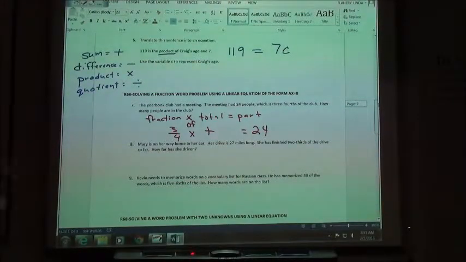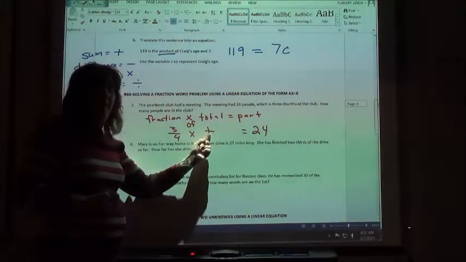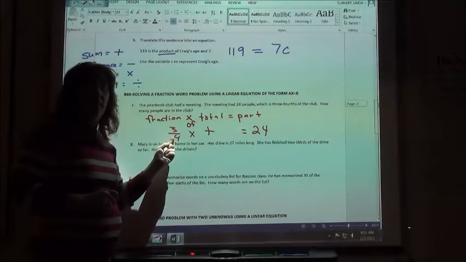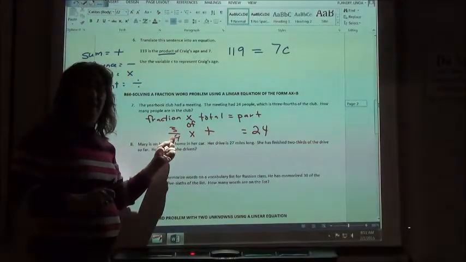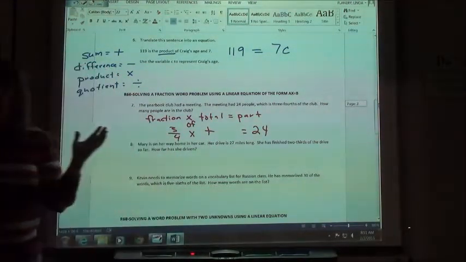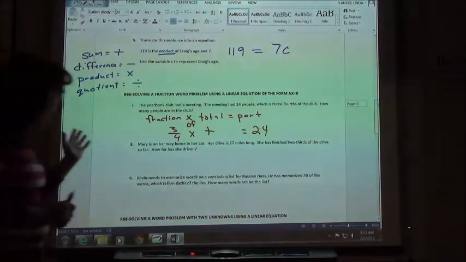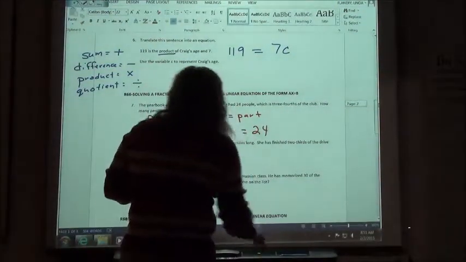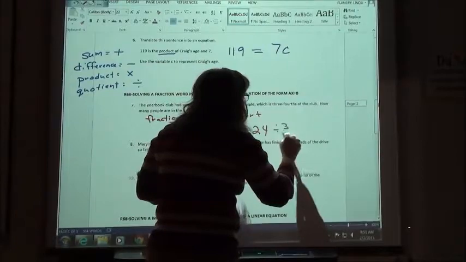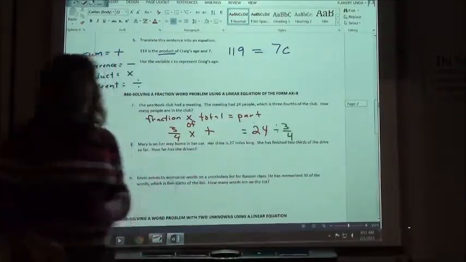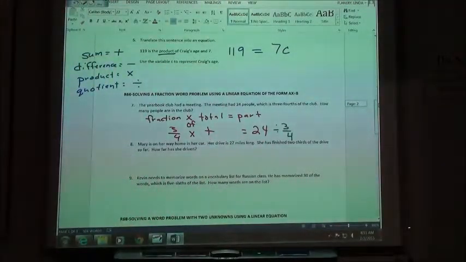Now we know here that if I want to get this by itself, I need to get rid of the 3/4 and move it to the other side by doing the opposite. The opposite of multiplying is dividing. And if I divide by 3/4, what do I have to do? When we divide with fractions, what do we end up doing?